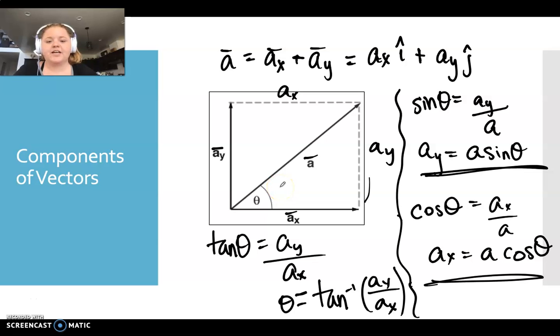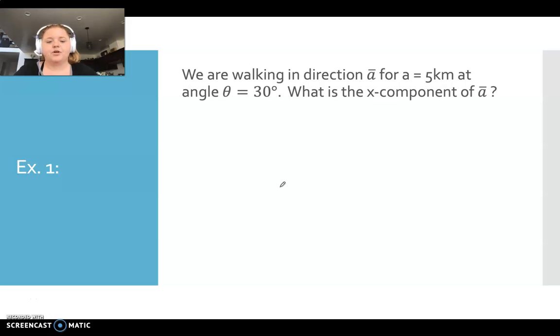All right, so we're going to go ahead and move on with our discussion into an example. So say we're walking in a direction A, so this is our vector, for 5 kilometers at an angle of 30 degrees. Okay, we want to know what the x component is of our vector here, A.